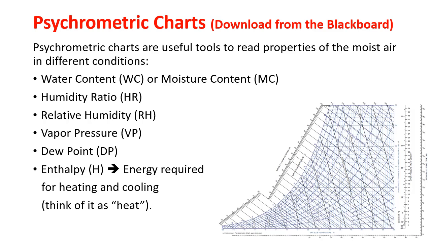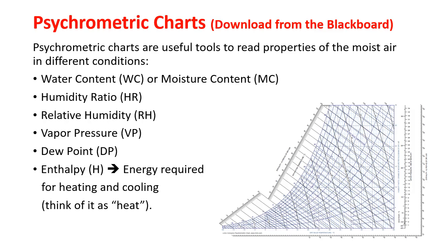Think of it as the heat required for heating or cooling a given air mass. By mastering the interpretation of psychrometric charts, we gain valuable insights into the thermal comfort, humidity levels, and energy requirements of various environments.